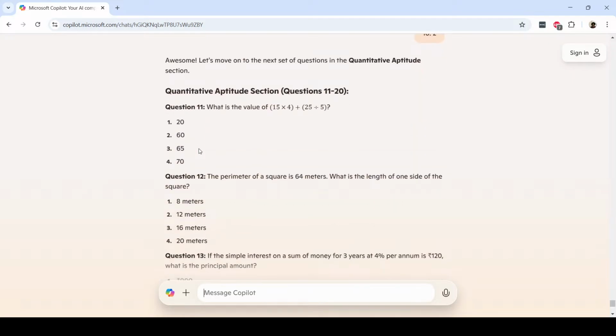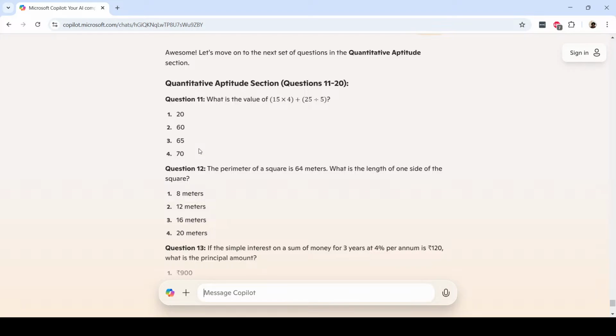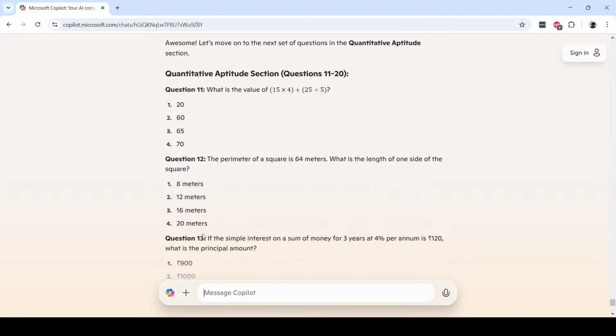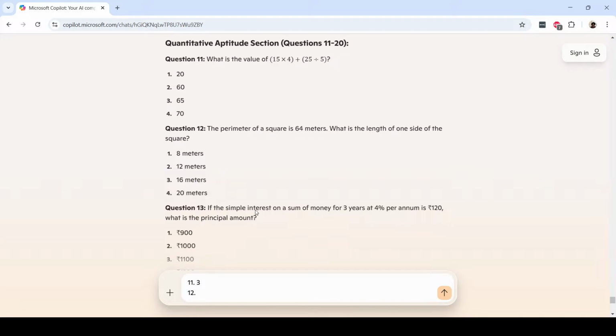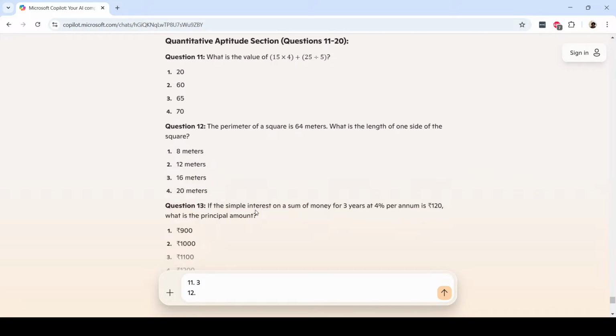What is the value of this? So 60 plus 5, which is 65. The perimeter of a square is 64 meters. What is the length of one side? Again, it's simple, that is 20, oh, 16 meters.